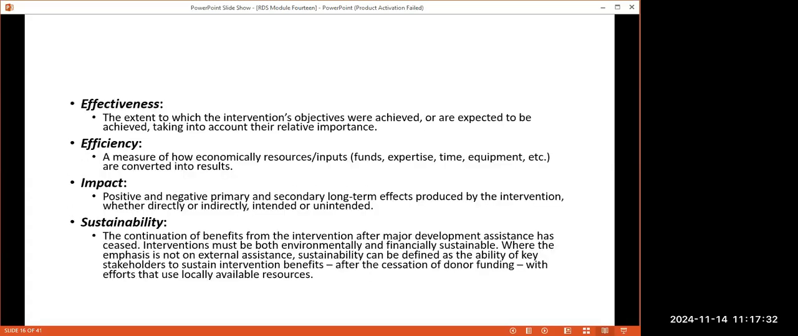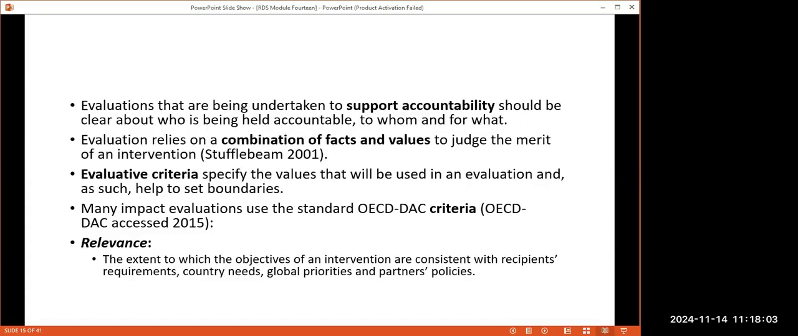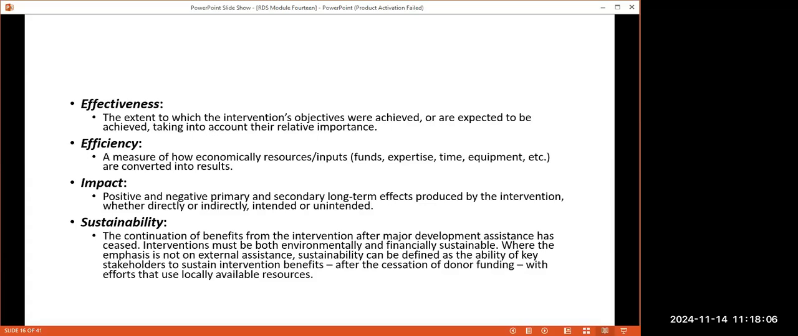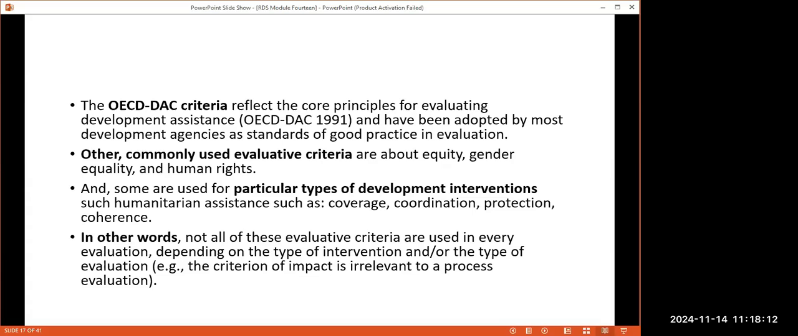The other one is effectiveness. Are we following the objectives that we set out to achieve? Efficiency is about how we use the resources that we are using. Impact is the positive and negative effect of the intervention, and then sustainability, the continuation part. One of the things that a good project should stand out for is that it should be able to continue in the absence of the sponsor. So those are the 5 criteria of carrying out an evaluation: relevance, effectiveness, efficiency, impact, and sustainability.